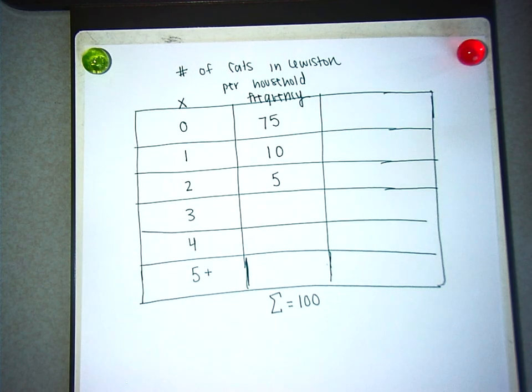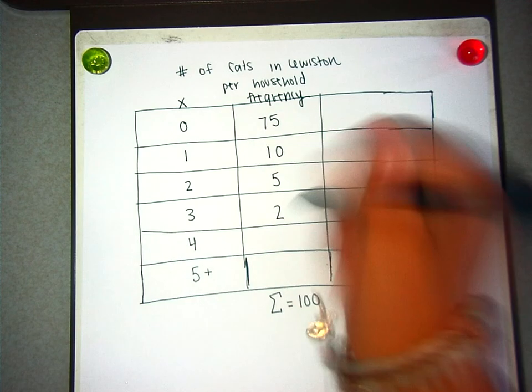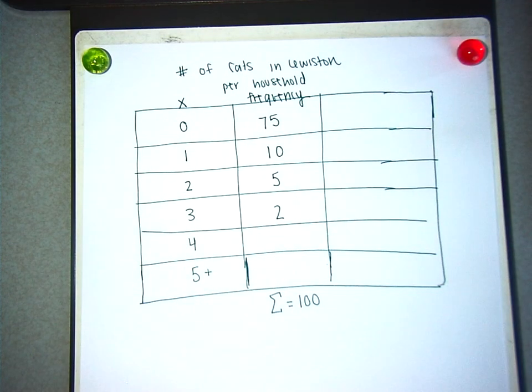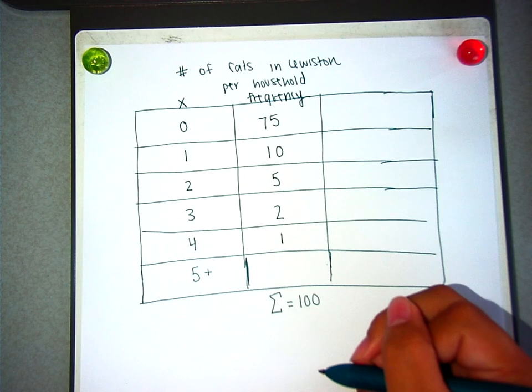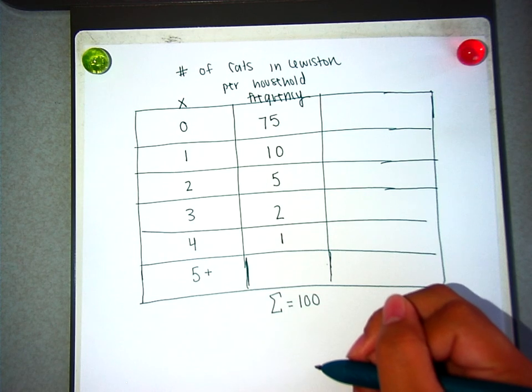Okay, did we decide how many cats? How many households have 3 cats? 2? How about 4? Isn't it already over 100? Wait, no, it's not. 1. And 5? Leave the rest. I think it's like 7?